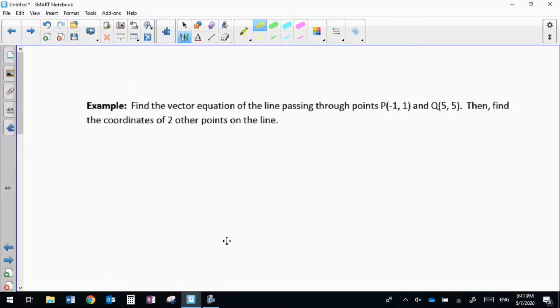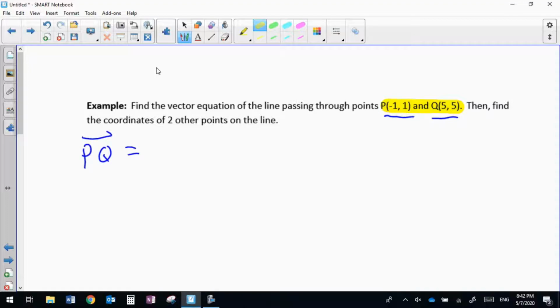Let's take a look at this example. Find the vector equation of a line passing through 2 points. And then find the coordinates of 2 other points on the line. Now, I realize that it would be easy to use y equals mx plus b form, but we want to come up with vector equations in this case. So we need an initial point and a direction vector. Well, the initial point's easy. There's 2 of them. We can use whichever one we want. The direction vector, well, our line is going to have the same direction as vector PQ.